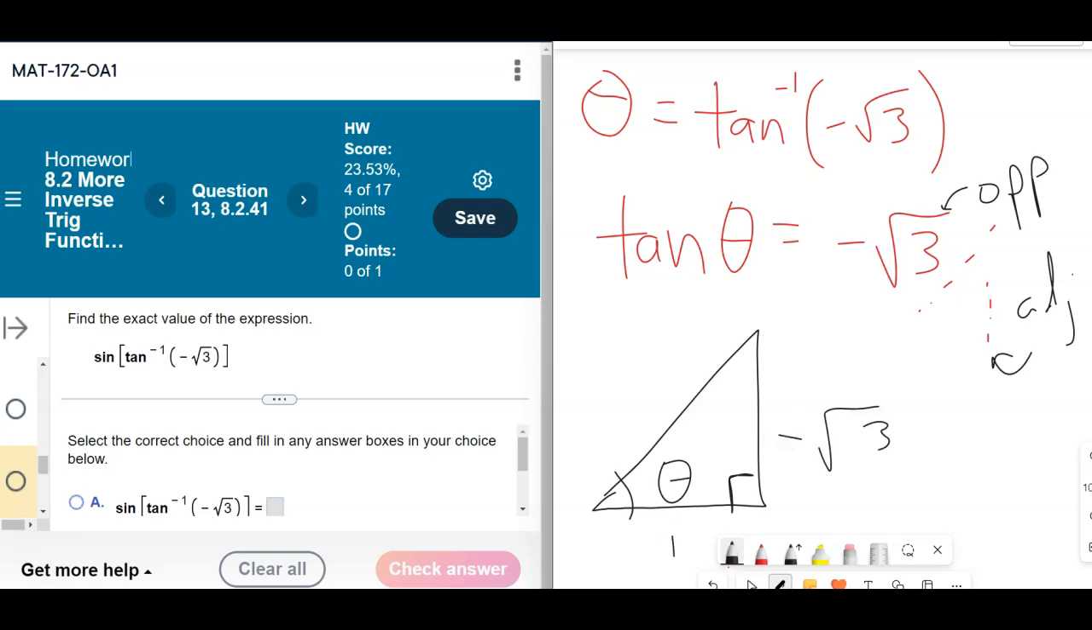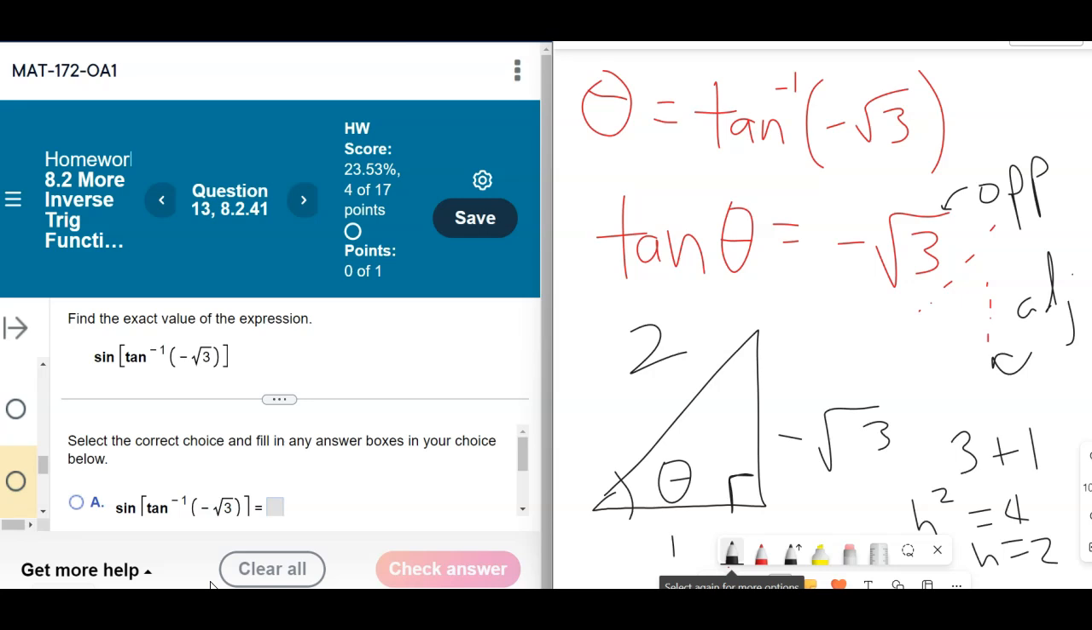Then we can do the Pythagorean theorem to find the hypotenuse. So h squared equals the square root of 3 squared, which is 3, plus 1 squared, which is 1. 3 plus 1 is 4. h squared equals 4. So h could technically be 2 or negative 2, but because it's a hypotenuse, it's positive 2. So h equals 2. Now I'm going to replace that with a 2, and there is my right triangle.